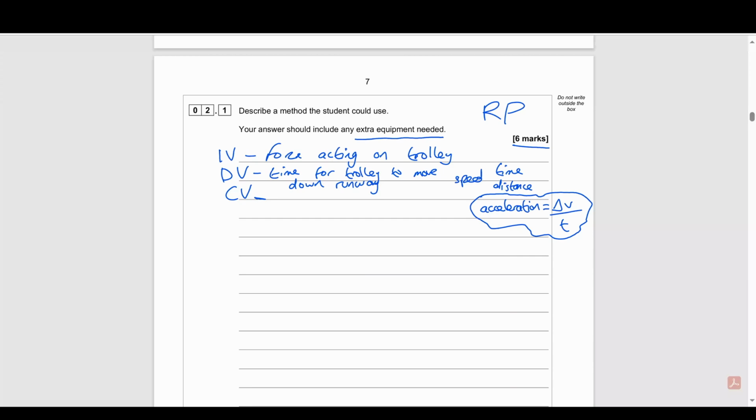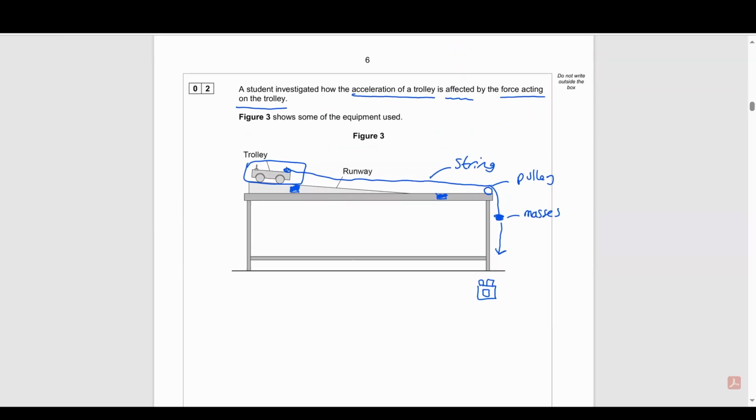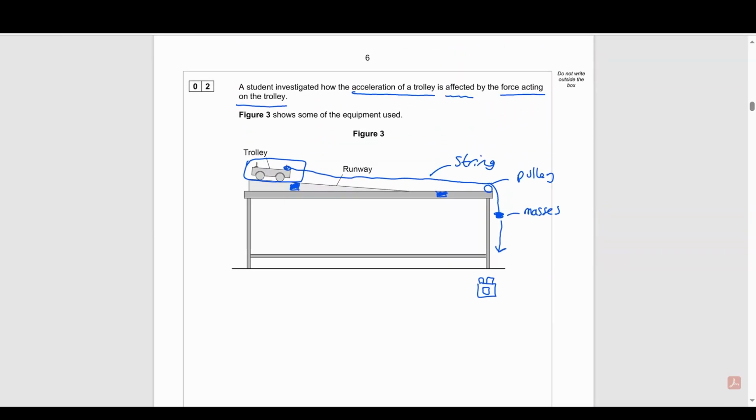And now our control variables, what are we going to keep the same here? Well, what could change the acceleration other than the force? Well, one thing could be the height of the runway. If we start changing the height of the runway, that can affect how quickly the trolley moves down the runway. So we definitely want to keep that the same.